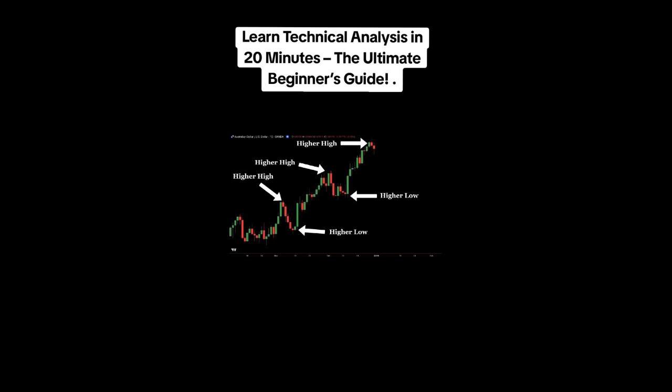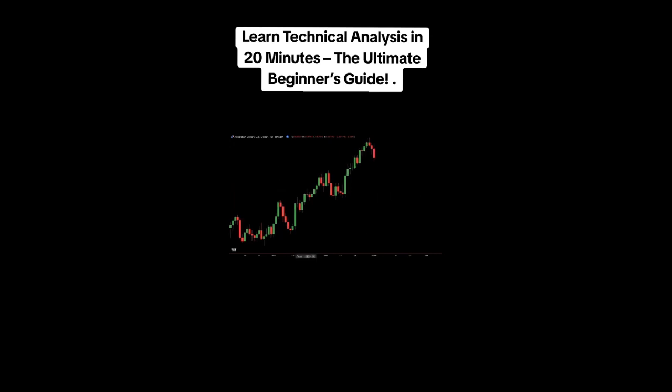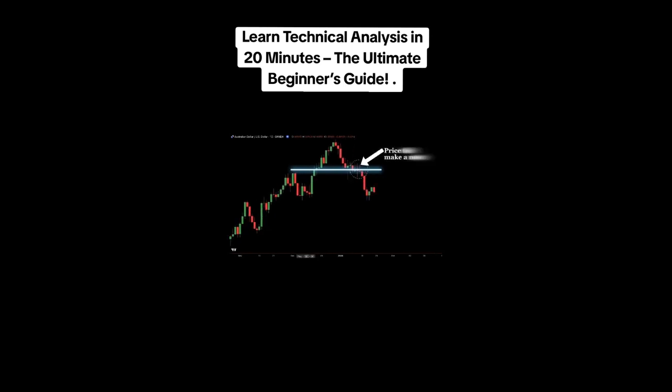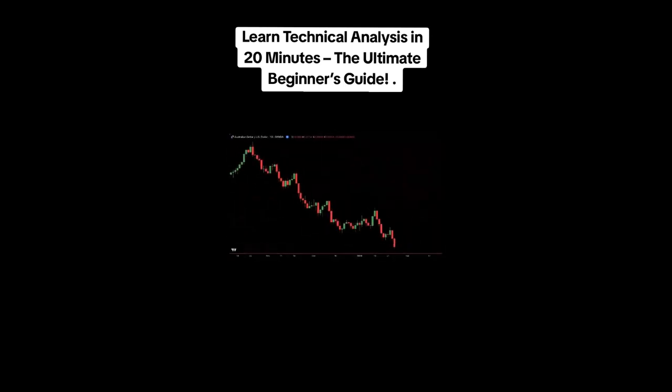Each time price moves up, it eventually pulls back slightly before continuing higher. These pullbacks are natural and show that the trend is still healthy, as long as higher lows continue to form. An uptrend stays valid as long as price continues making higher highs and higher lows. If price fails to make a new high and starts creating lower lows, it could be a sign that the trend is weakening.